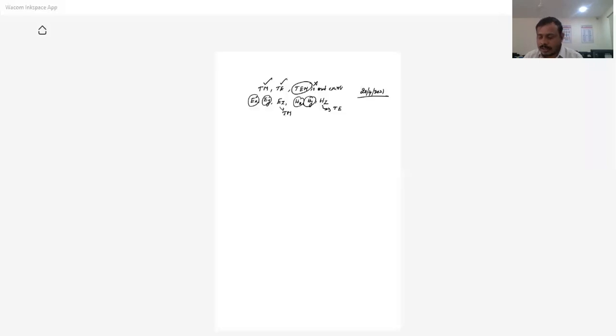So now the TM mode and TE mode analysis. In the TM mode, the transverse magnetic mode, as I already told, the HZ component is 0. Here HZ is 0 and we have only EZ. In the same way, in the TE mode, the EZ component is 0, so we have only HZ. HZ is not equal to 0. We already discussed these things.